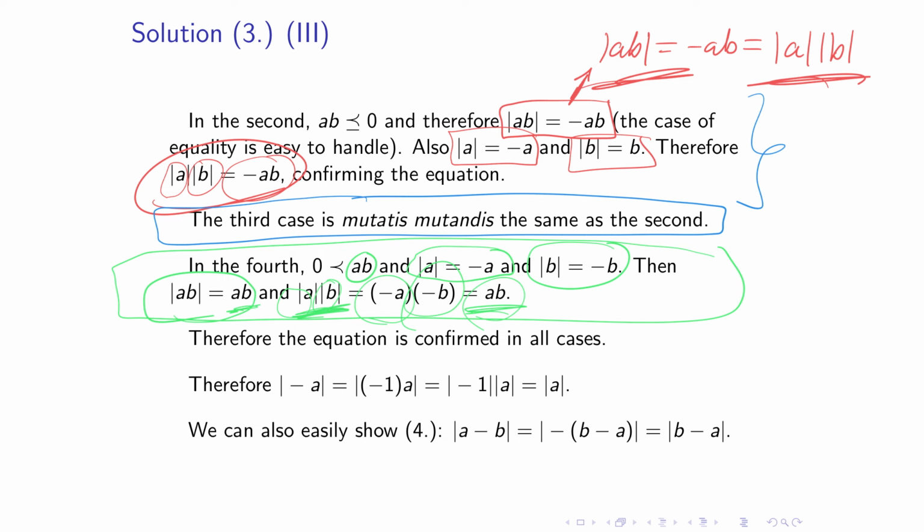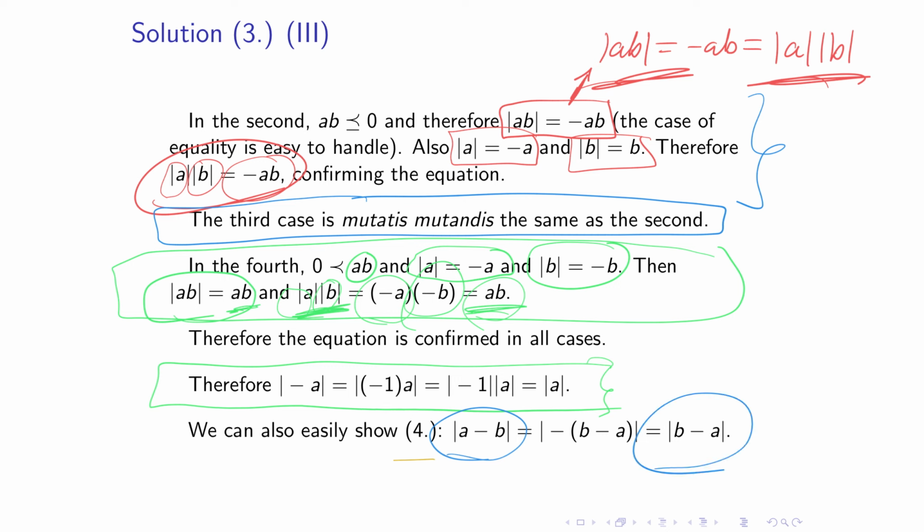As we already outlined, now that we have the result from part 2, we can use it to quickly get a proof for part 1. Also, let's look at part 4. In part 4, we want to show that absolute A minus B is equal to absolute B minus A. What we can do is factor out a negative from inside those absolute values, and then use what we just showed: if you have a negative inside the absolute values, you can just drop the negative. And so that is the demonstration of part 4.